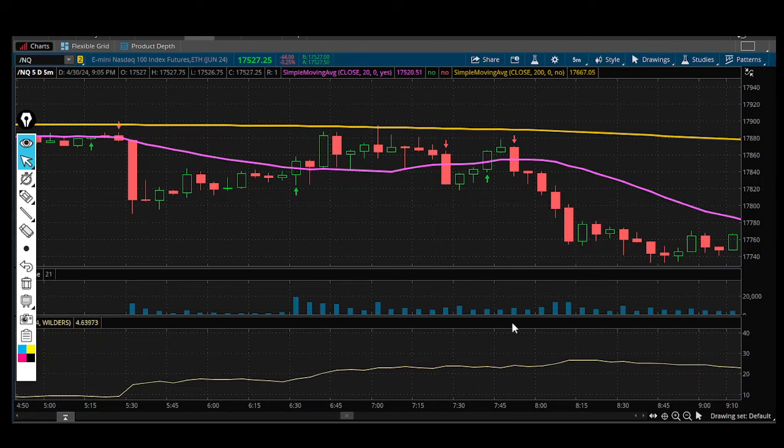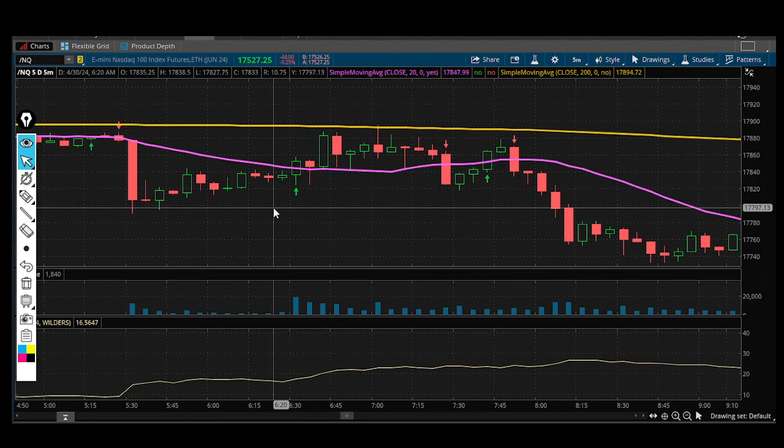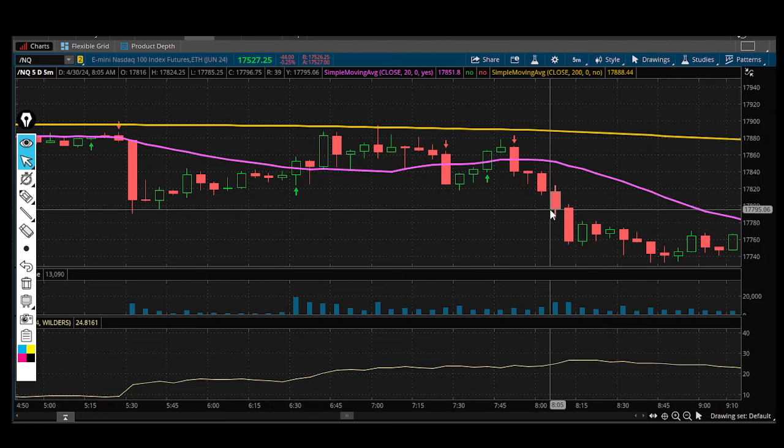Again, there's not a whole lot going on my screen. What I have here is a 200 SMA, I've got a 20 SMA, and I've got a 5-minute time frame chart on my screen. I'm located in California. Everything that I talk in is going to be in Pacific Standard Time.